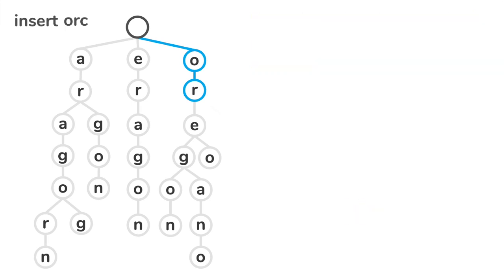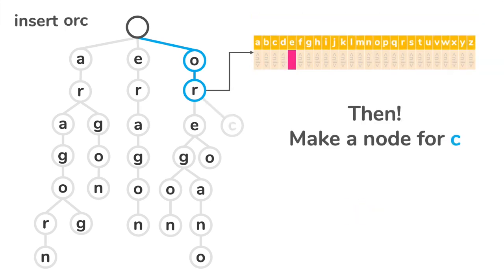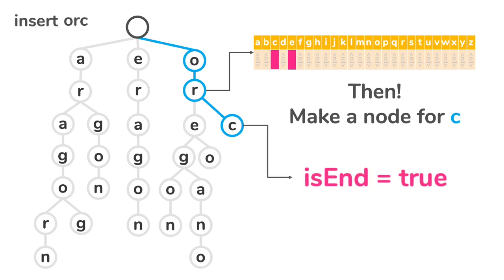So this is where we create a new node and add the address of the new node to the array index of C. But this is not the end. Because we finished adding the word orc, we need to set the isEnd value of the last node as true. Okay, so that's the end of inserting a word.